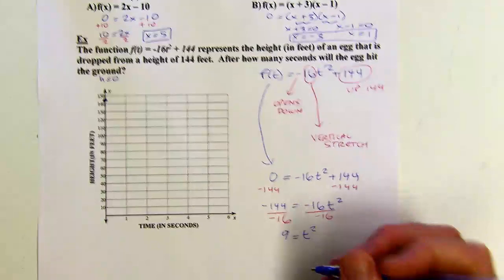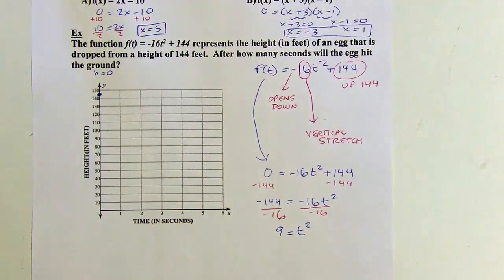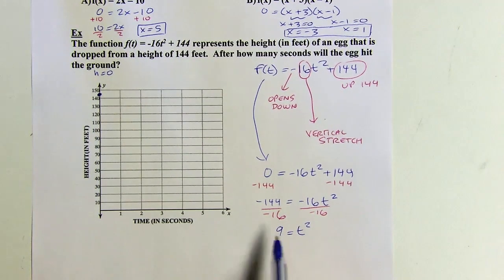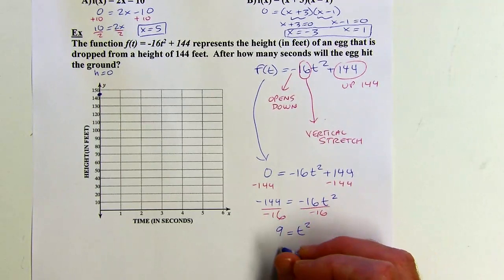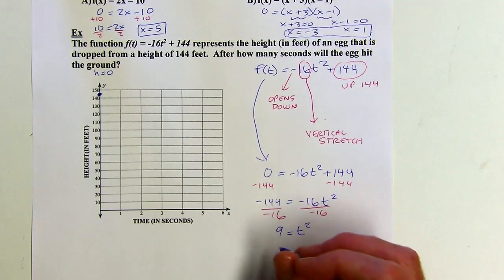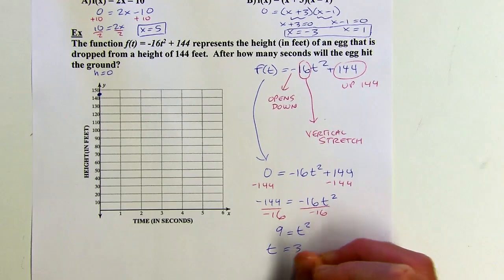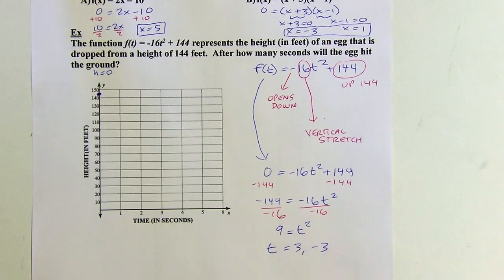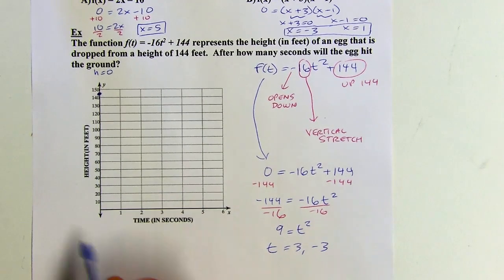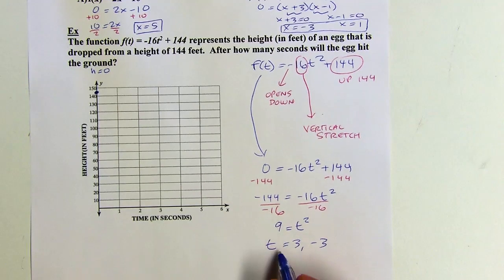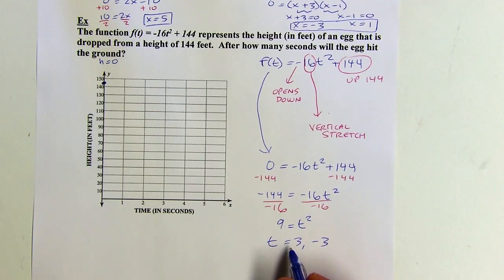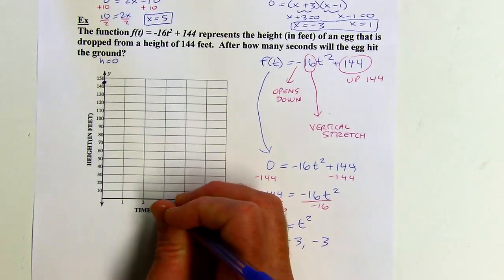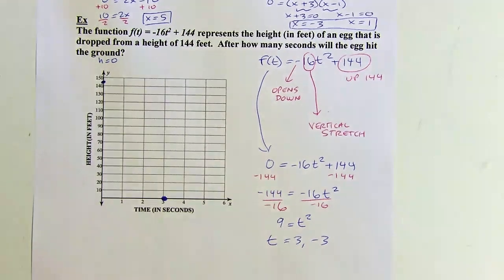Okay. So now I need something times itself is going to equal 9. Or you could take the square root of both sides. But the square root of 9 is 3. It's actually technically negative 3 as well. Okay. So t could equal 3 or negative 3, because negative 3 times itself is also positive 9. That means one of my zeros is 3. So that means when t is 3, f of t is 0. So the point 3, 0 is on the graph.